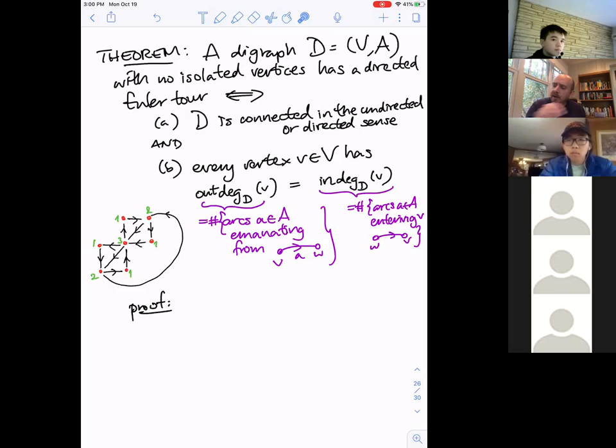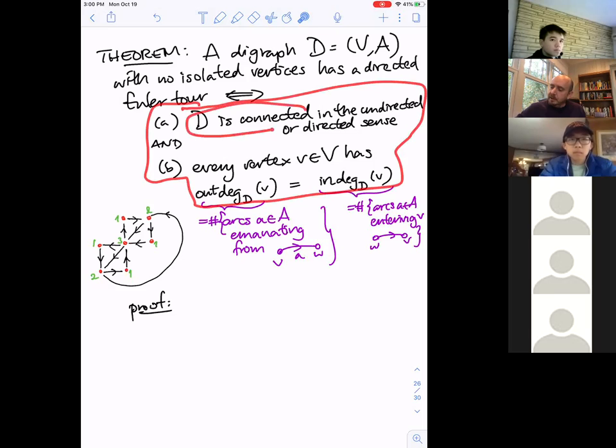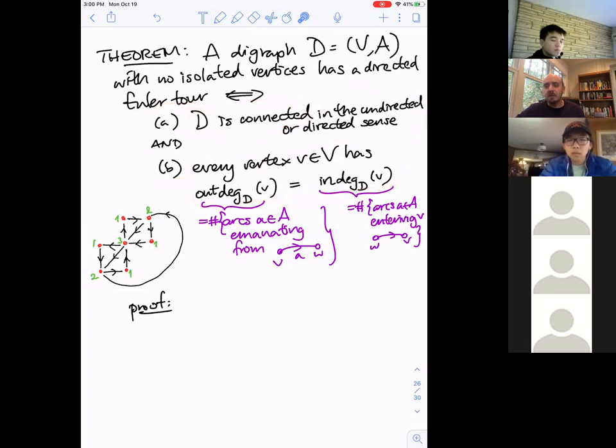What about the backward direction? Suppose I have a digraph in which it's connected and every vertex has the same in degree as out degree. How can I construct a directed Euler tour? Let me hear from someone else. Anybody see how I could construct a directed Euler tour if I've got conditions A and B?